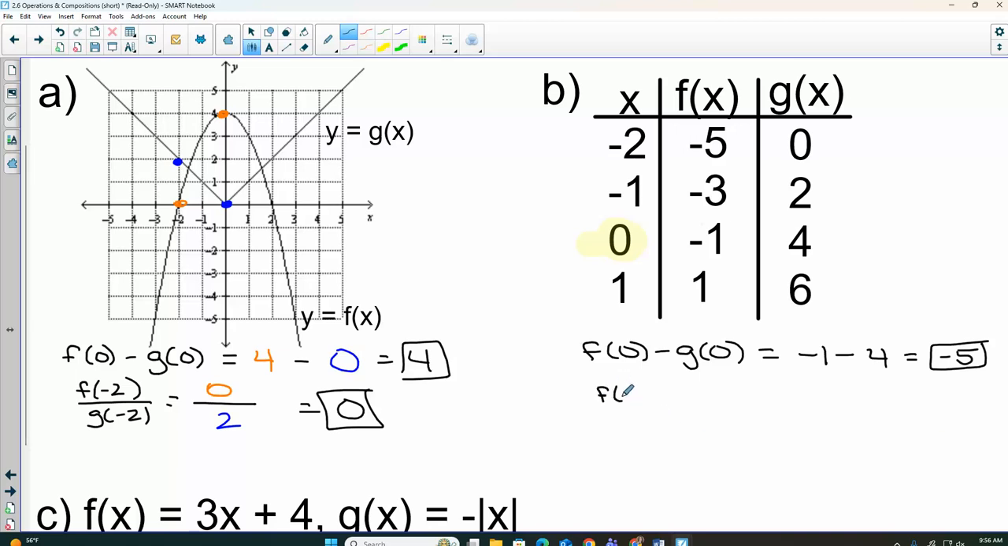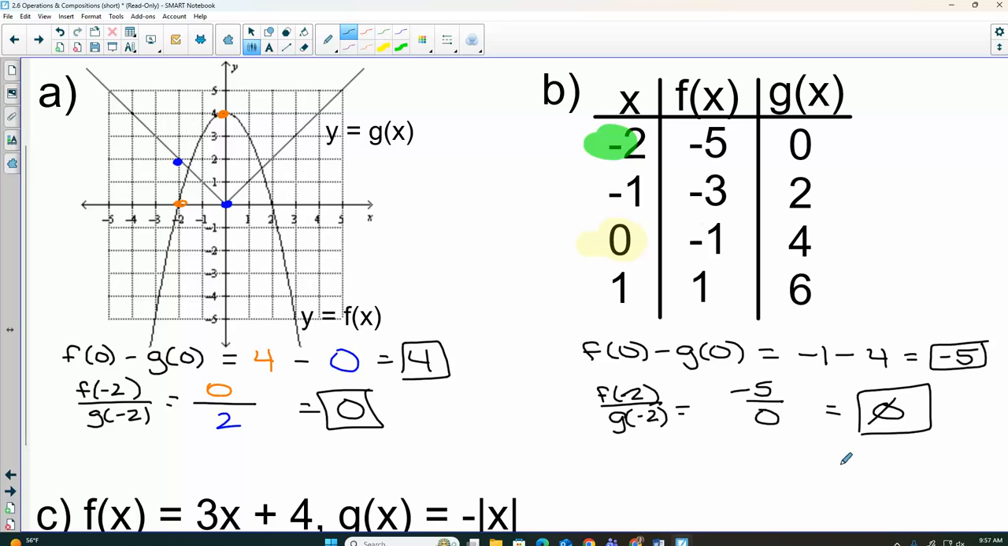What about negative 2? F of negative 2 divided by g of negative 2. So when the x is negative 2, what's the y value of f? Negative 5. Divided by, what's the y value of g? Can you do negative 5 divided by 0? So what do I put? Undefined or no solution. Can't have 0 on the bottom. That was one of our domain rules from yesterday.